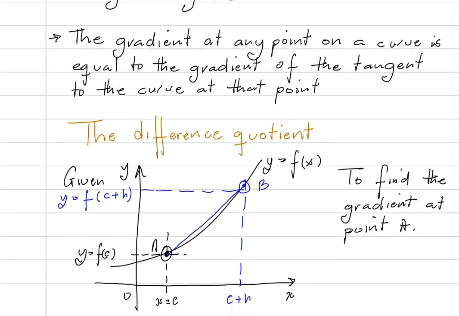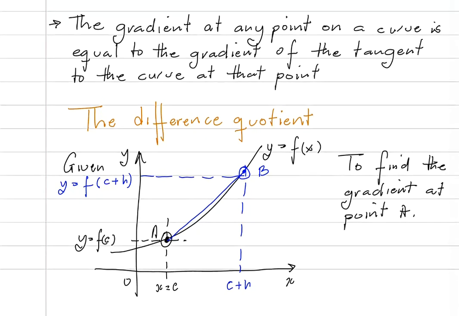All right, let's have a look at the difference quotient. Suppose we're given some function y is equal to f of x, and we are to find the gradient at any point A on the graph of the function. So the x coordinate at A is c, and the y coordinate is f of c. So A is the point (c, f of c).